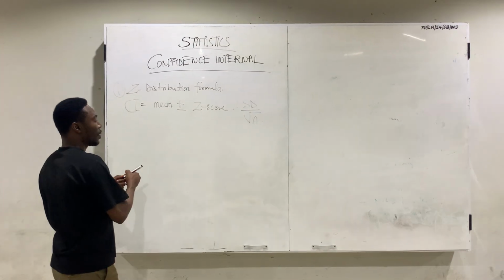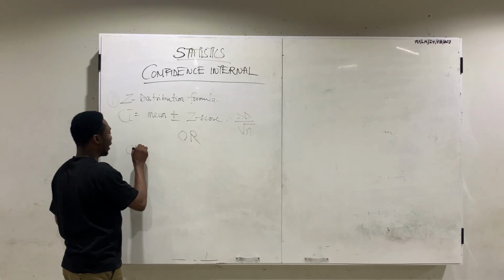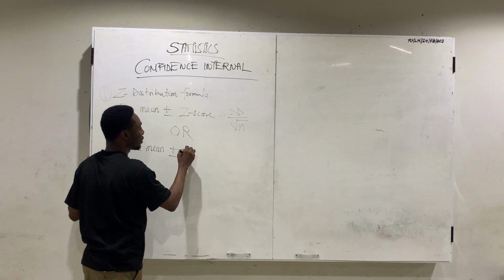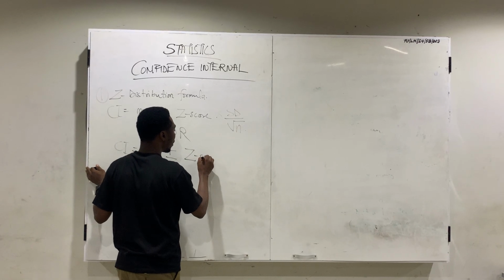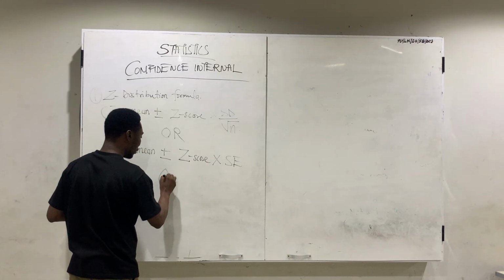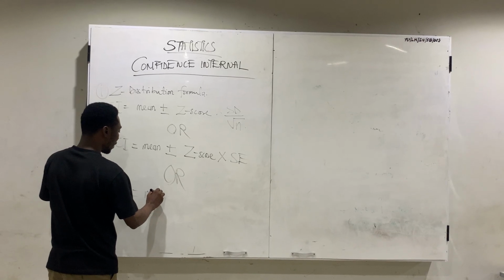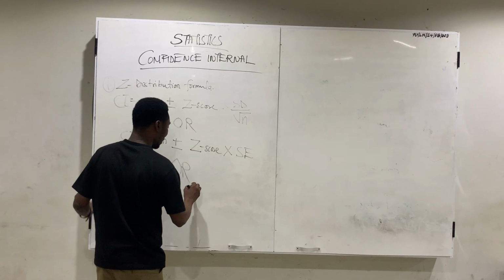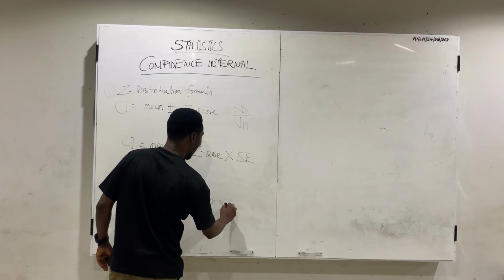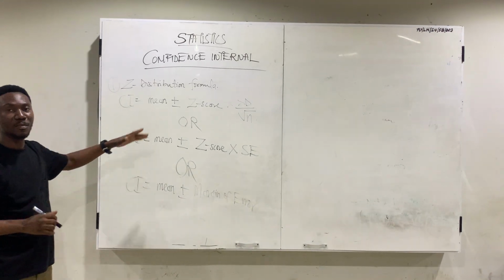Now the second, under the first formula, you can say or CI is equal to mean plus or minus Z score multiplied by standard error, or CI is equal to mean plus or minus margin of error. Okay, so these are the various formulas for confidence interval.